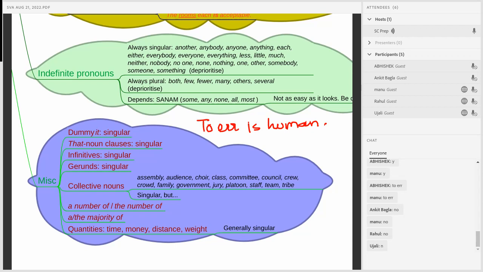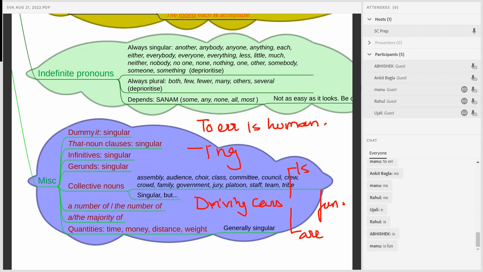Now, gerunds are always singular. What are gerunds? Gerunds are ing forms that function as nouns. So let's take an example. If I say driving cars, and I give you a choice, driving cars is fun, driving cars are fun. Which one should we go for? Perfect. That was a very fast answer. I got 3 answers very quickly.